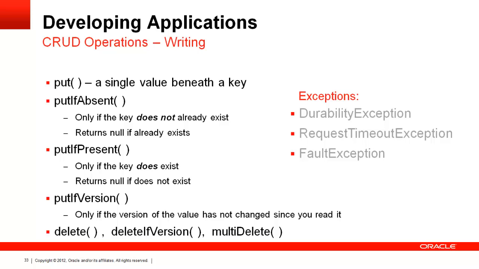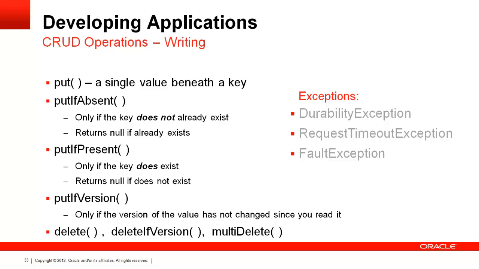There are also some versioning operations where you can grab a version when you first read a value out of the database, and then later on when you go to do an operation and insert it, you can say, only do that if the version hasn't changed, right? So it's similar to an optimistic locking model in a relational database. And then there are forms of delete.